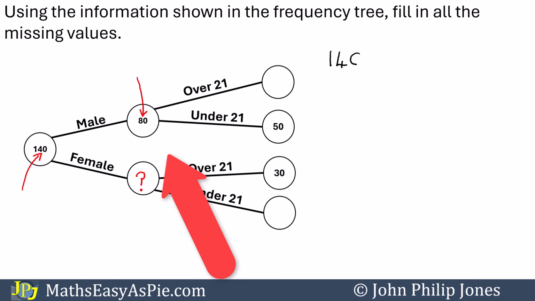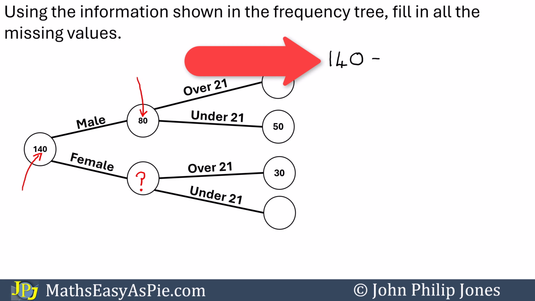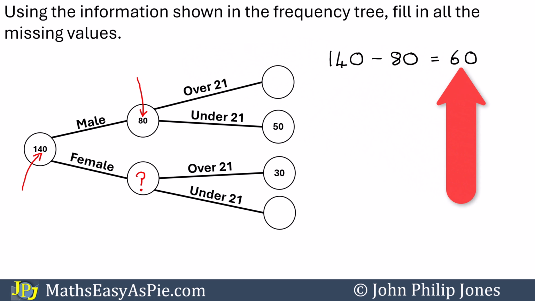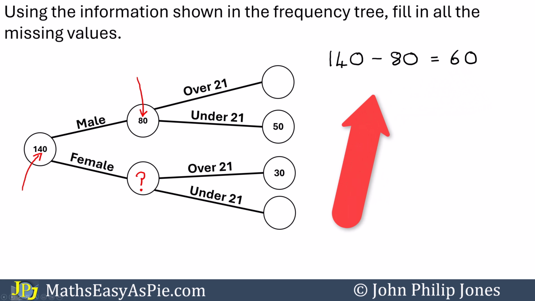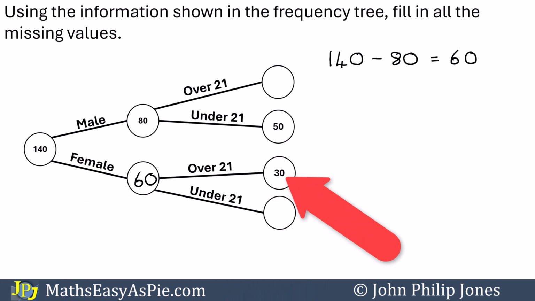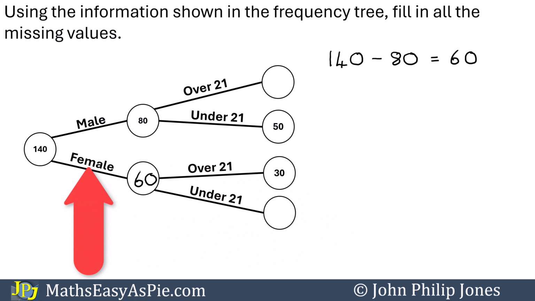This is a straightforward calculation where we subtract from the 140 the 80, which represents the number of males, and of course this will give us 60, which is the number of females, and that is put into this circle here. This is telling us that there are 30 females over 21. Let's use this information to calculate what goes into here.